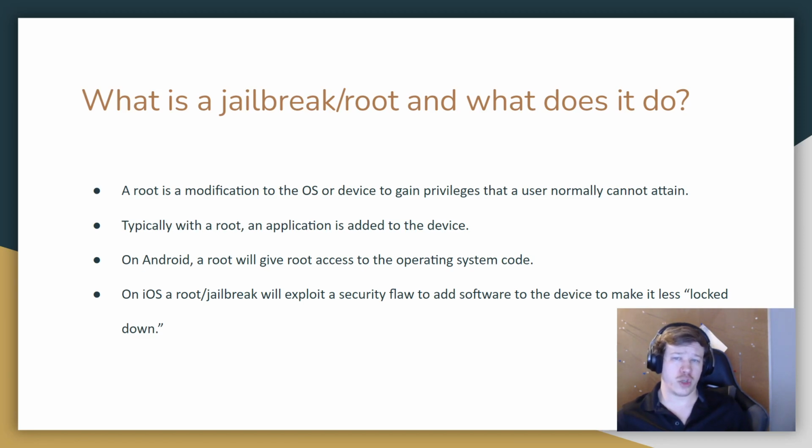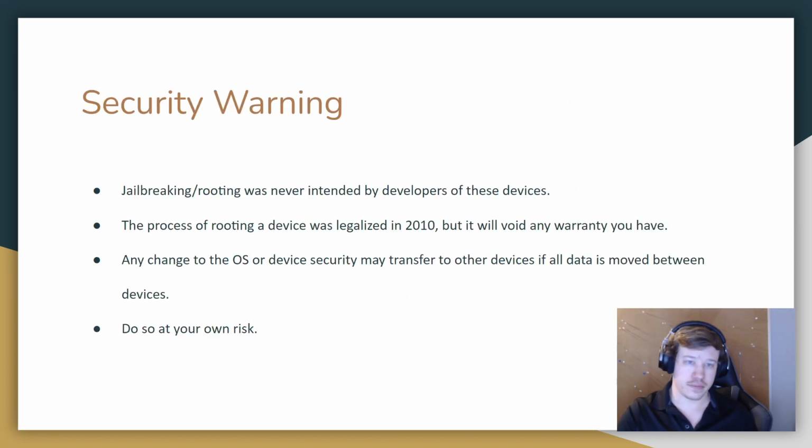And when you're on an Android doing a root, it will give root access to the operating system, or it will add an emulator that can add another operating system onto it, like Kali Linux, for example, which we will go over later in this video. On iOS, you're going to be exploiting a security flaw to add a type of software that's going to make it less locked down and give you more access to things you would not typically be able to do, i.e. more customization or different applications, which, for an old example, would be free in-game purchases.